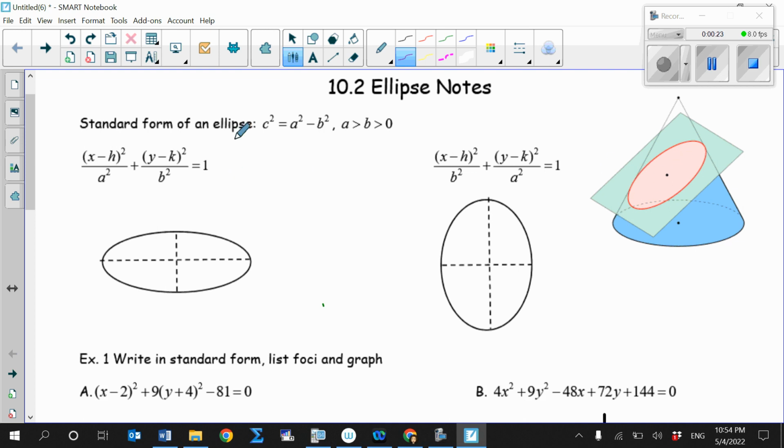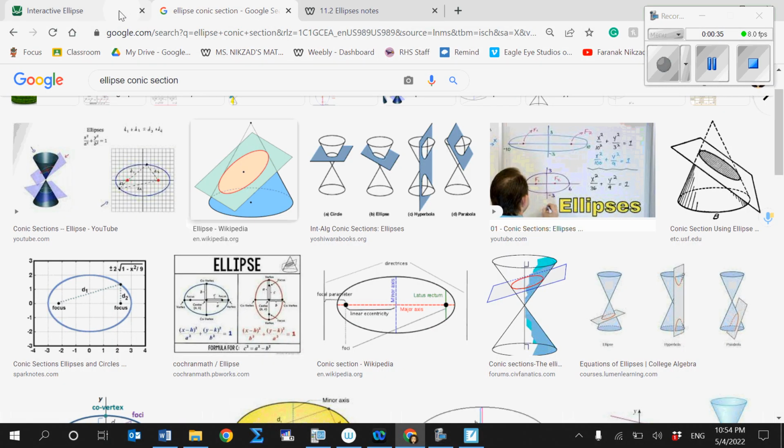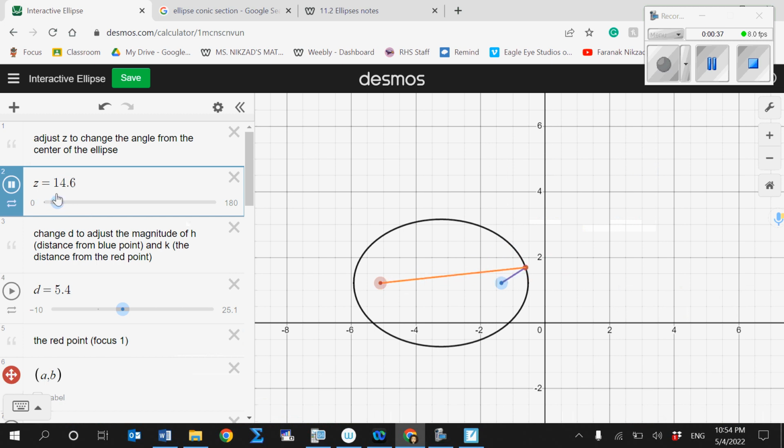As you see, we have two different kinds of ellipses here. One is horizontal, the other one is vertical ellipse. Let's see first of all how an ellipse can be graphed. So look at this shape that you see here, this graph. We have a Desmos activity here.